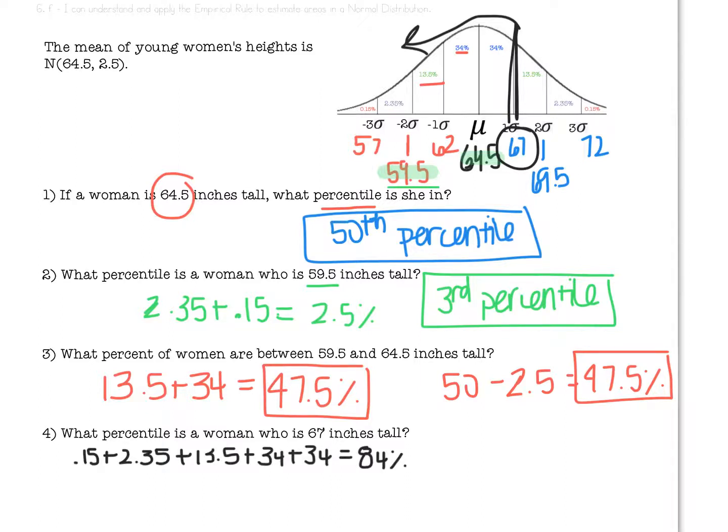Or I could use that same thinking that we talked about. I know that 50% of my data is on this lower half right here. So 67 is all of that plus 1 standard deviation above. So I could end up taking the 50% that I know is below the mean and just adding on that 34%, and 50 plus 34 also gives me 84. So what percentile? She would be in the 84th percentile.